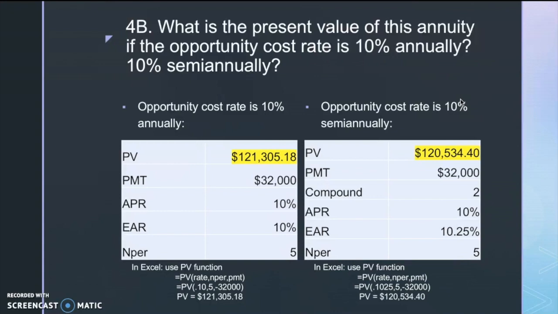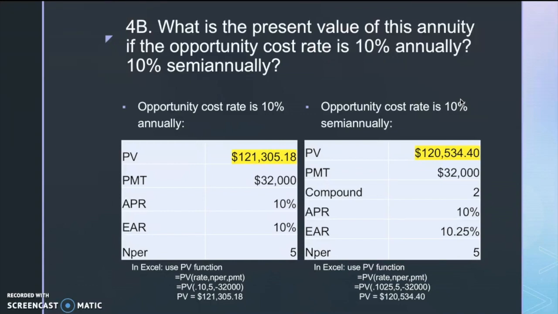And then what changes when the opportunity cost rate is semi-annual is that we now need to calculate the EAR, and we actually use that for the rate instead of the other. So if we use EAR as our rate, then we should get back that our present value would be $120,534.40.